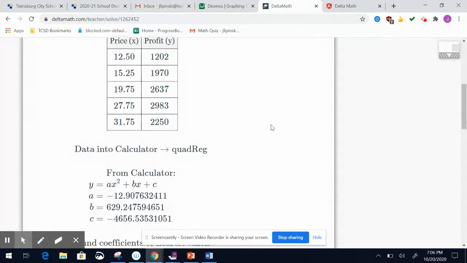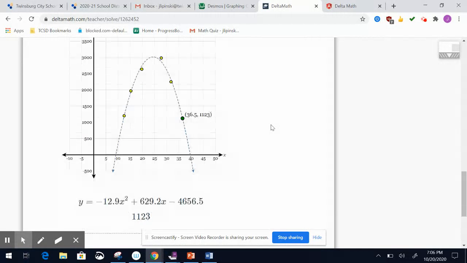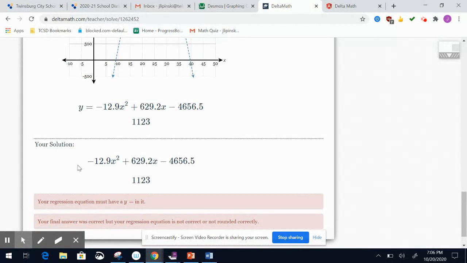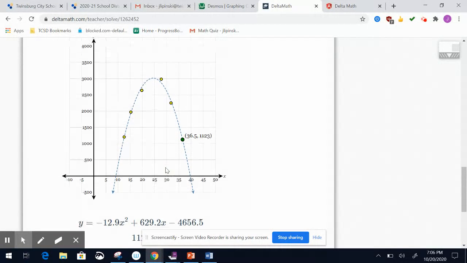Okay, so let's take a look at why this is incorrect. Did we round wrong? Did I round wrong? Oh, I didn't put a Y. Okay, so again, here's where Delta Math is silly. Everything here is correct. This would be one of those problems that we do on a quiz that you would say, Mr. Lipinski, give me my points back. Okay, because we just didn't put Y equals. We did all the math correct.